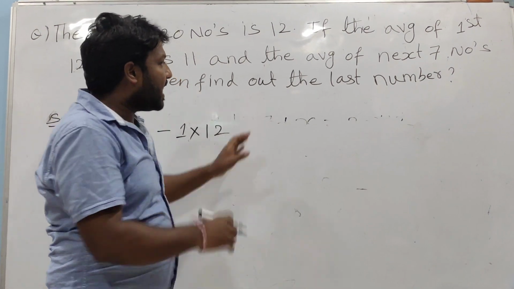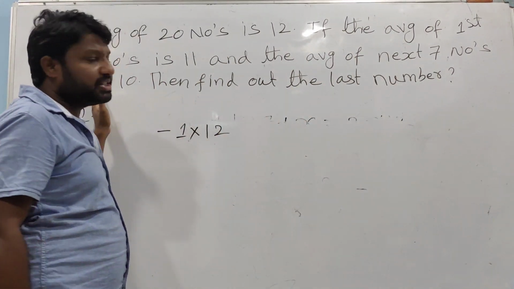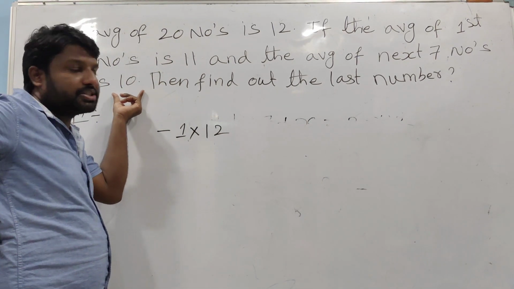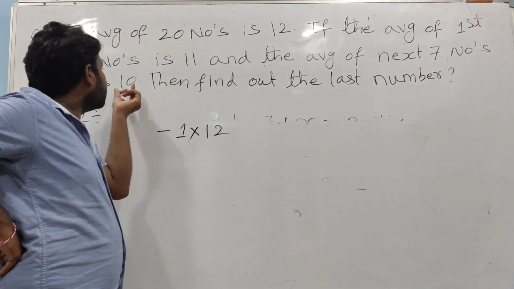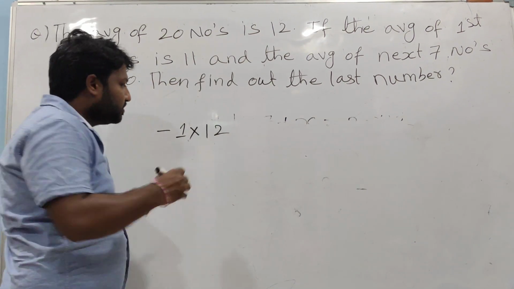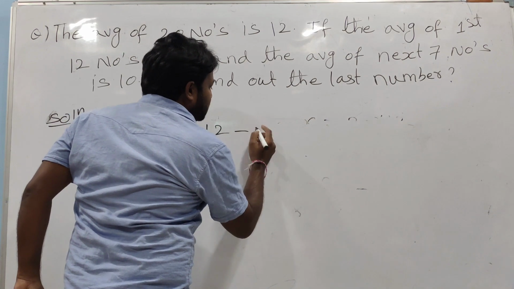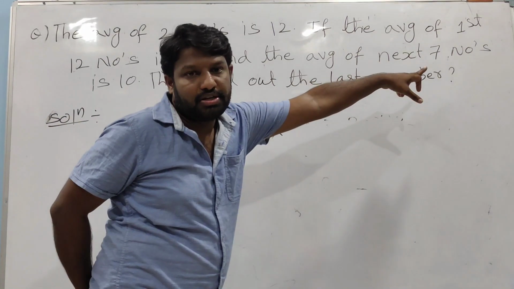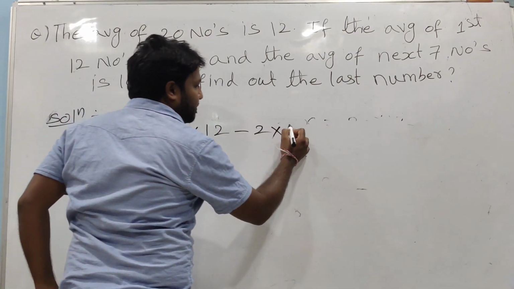Okay, next. The average of the next 7 numbers is 10. So the next 7 numbers' average is 10. Total average is 12, so how much is it less? This is 12, this is 10, it is less by 2. So less means I am taking minus 2. 2 into, for how many numbers? For 7 numbers.